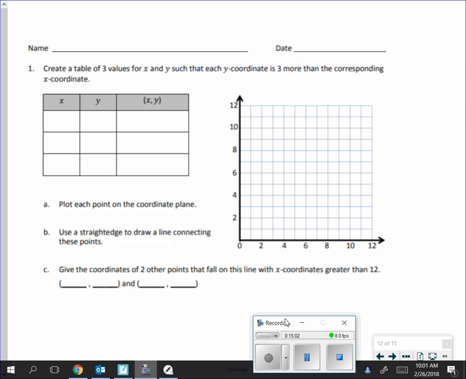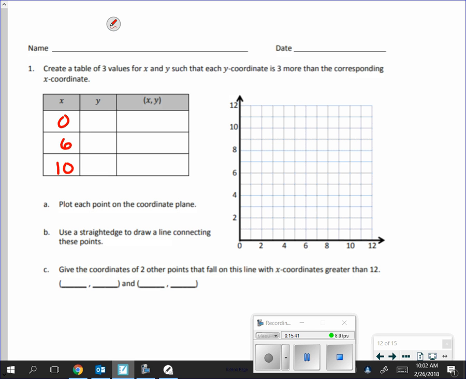Let's see. Create a table of 3 values for X and Y such that each y coordinate is 3 more than the corresponding x coordinate. So whatever you put in for x, y has to be 3 higher or 3 more. So if I just put in like 0, I might space mine out a little bit just so my line is longer. 0, 6, and 10. Make my line a little bit longer.